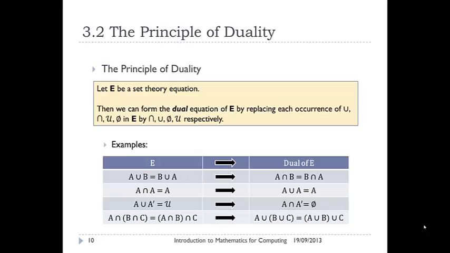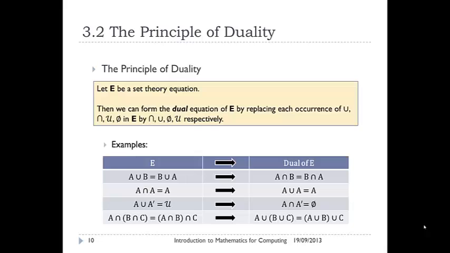The second example we have is A intersection A equals A. Again, applying the principle of duality, we will replace that intersection operator in the initial equation with a union operator in the resultant equation, the dual of E. In this case, we will have A union A equals A. And these are both true expressions, statements, equations.